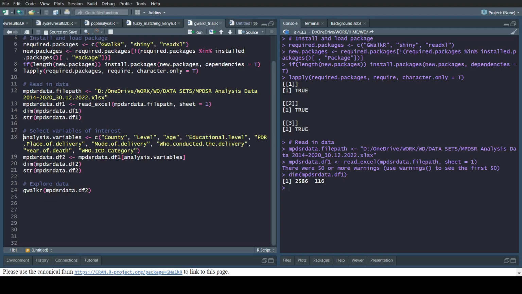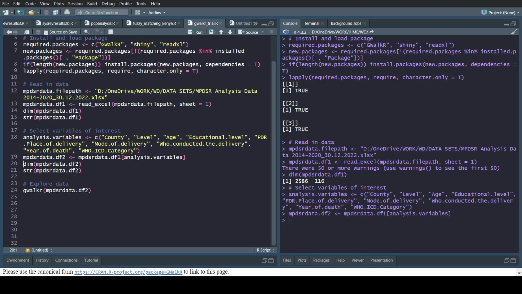It's a small data set, 2,586 rows and 116 variables, and we subset those variables just to get the variables we are interested in, which are county, the level of the facility, the age, the education level, and so on. We get a subset of the data, and we confirm that it has selected the 9 variables that we're interested in.